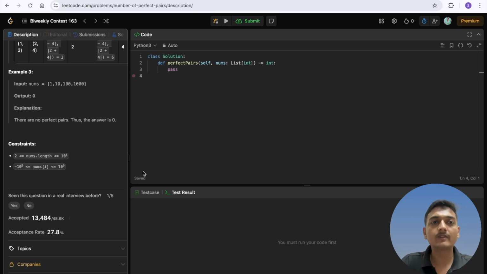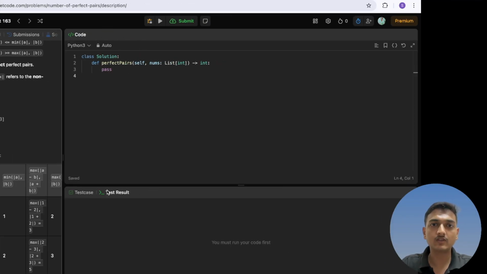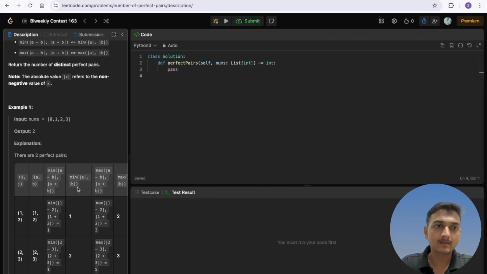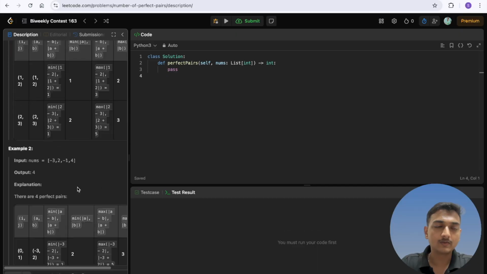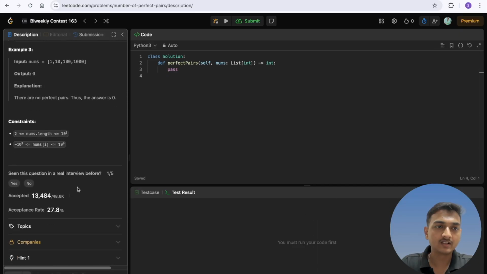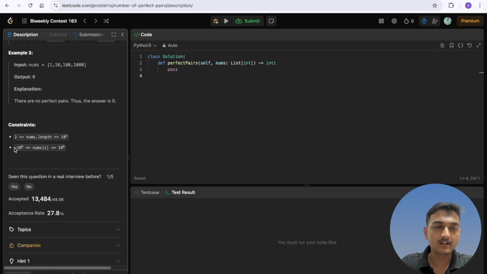So we need to come up with an optimal solution. Let's determine how we can do that. For the optimal solution, we need to make a couple of observations. The first observation, the first input consideration that I should be careful about, is that I am given both negative and positive numbers.